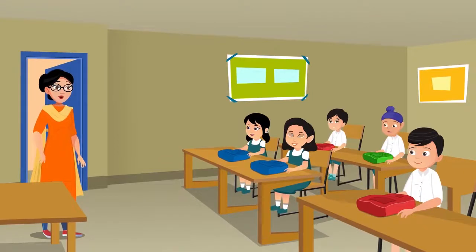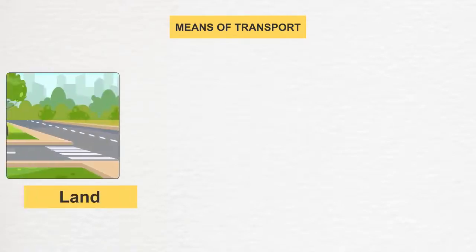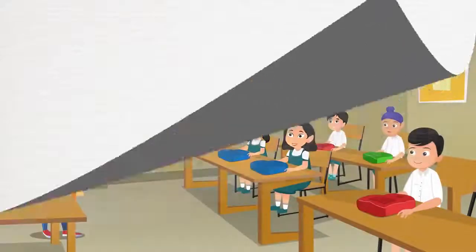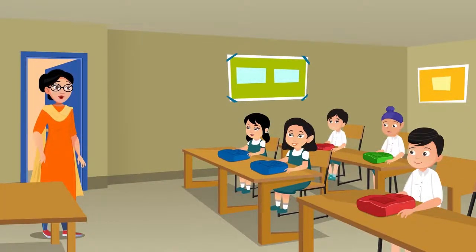What determines your mode of travel to school? The distance between your home and the school, and the kind of vehicles which run in our city. Let's understand means of transport. Means of transport are of three kinds: land, water, and air. Land transport includes roads and railways.